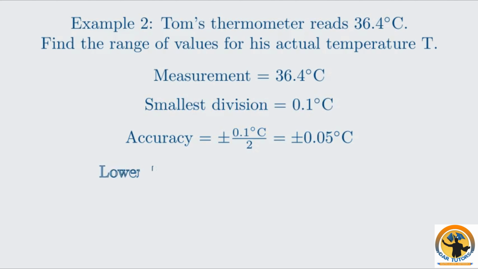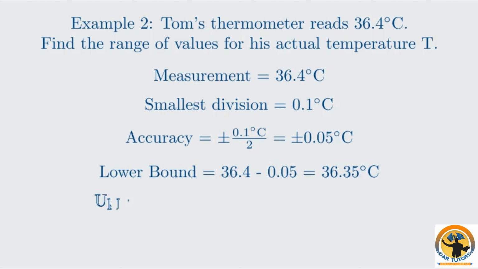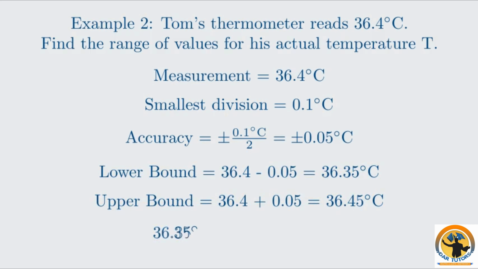The lower bound is 36.4 minus 0.05, which is 36.35 degrees Celsius. The upper bound is 36.4 plus 0.05, which is 36.45 degrees Celsius. So, we can conclude that Tom's actual temperature T is somewhere between 36.35 degrees and 36.45 degrees Celsius, exclusive of the endpoints. You can see that this method is robust and applies across different units and measuring devices. It provides a structured way to quantify the uncertainty in any given measurement.